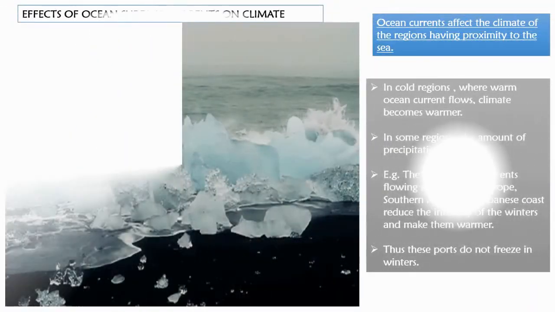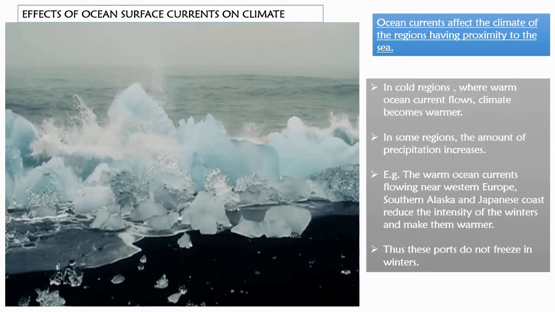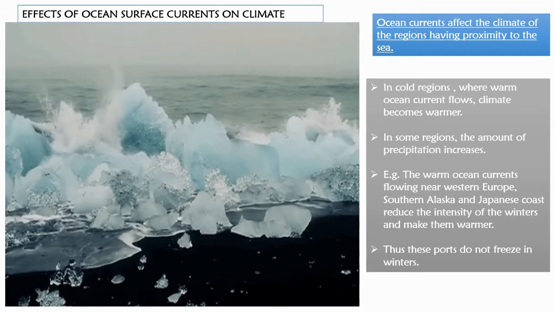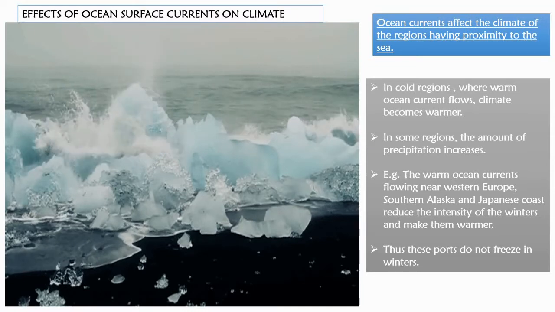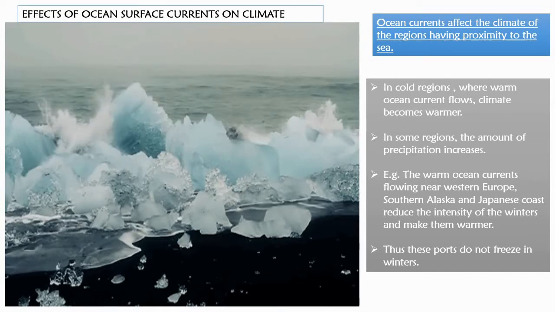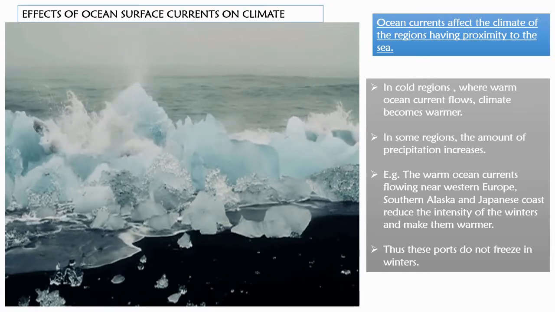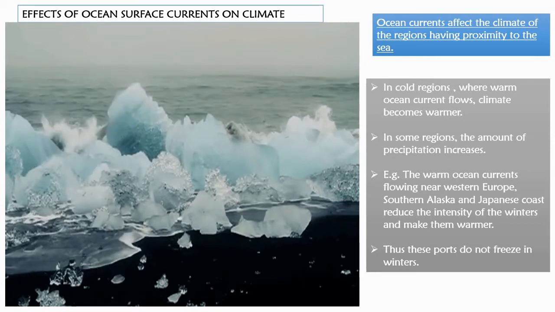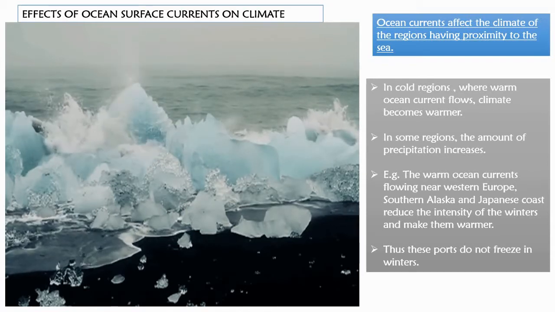Let us see the effects of ocean currents on climate. Ocean currents affect the climate of regions having proximity to the sea. Proximity, students, here means closeness to the sea. In colder regions where warm ocean currents flow, climate becomes warmer. Warm ocean currents increase the amount of precipitation and temperature in the coastal regions. For example, the warm ocean currents flowing along the coastal areas of Western Europe, southern Alaska and the Japanese coast reduce the intensity of the winters and make them warmer. Thus, these ports do not freeze in the winters.